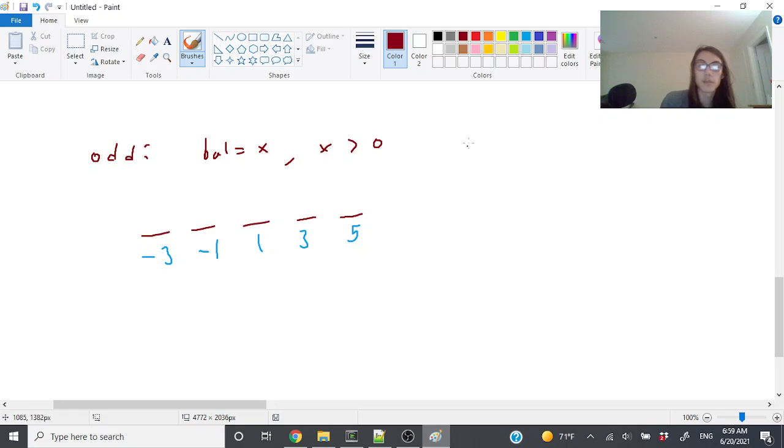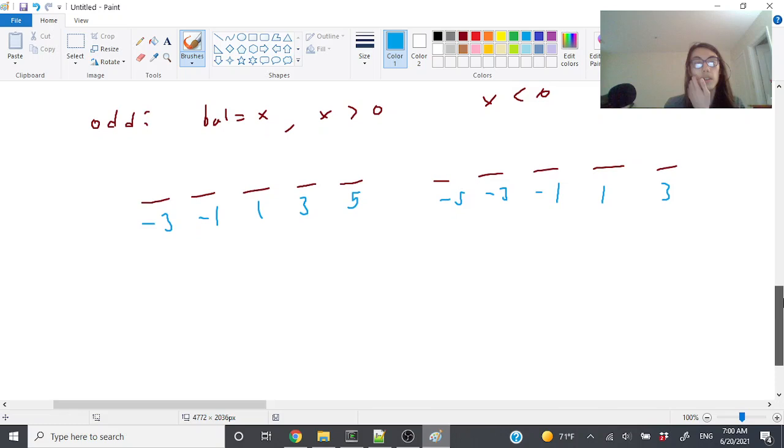If we assume x is less than 0, then we can treat these separately. But if we count ourselves as bad, then now this is negative 5, this is negative 3, this is negative 1, this is 1, and this is 3. So the position we're interested in is here. It's floor of n over 2. What about even?